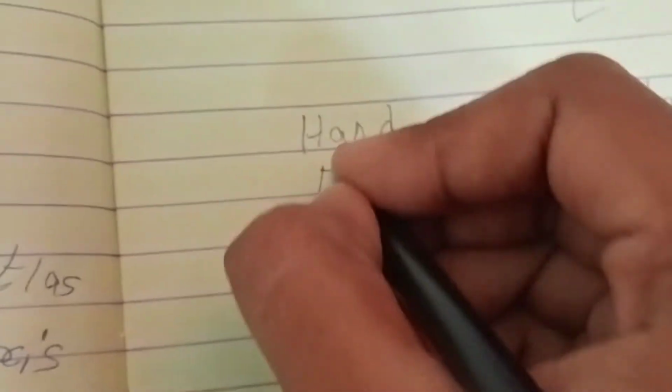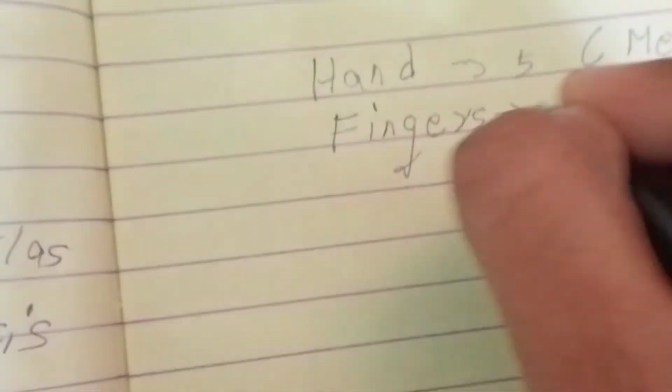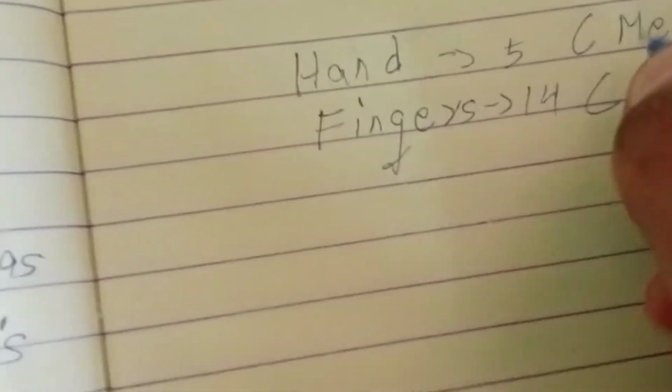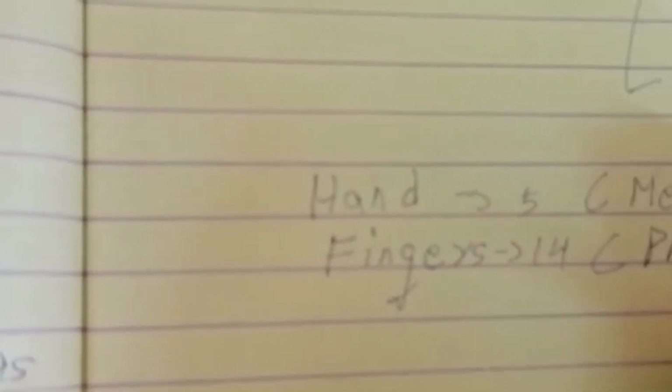Coming here to the hand. Hand is having around 5, those are known as the metacarpals. Fingers are around 14, meaning we have 14 bones. Those 14 bones are known as phalanges. So these are the upper limb section.